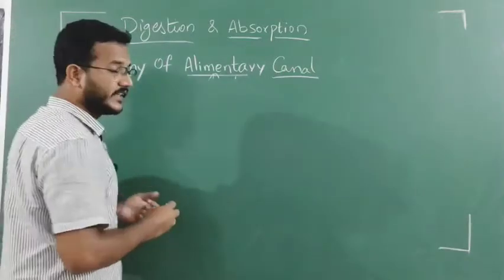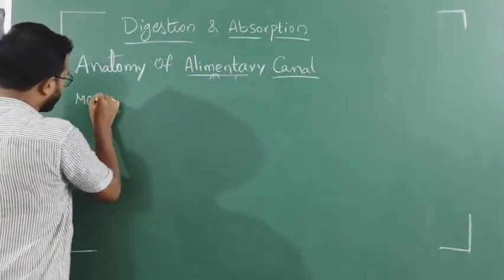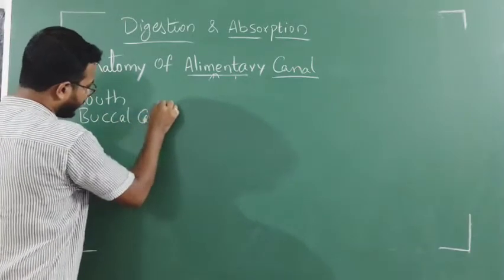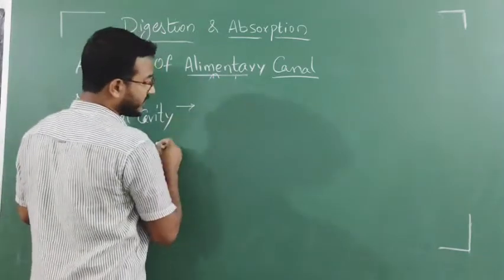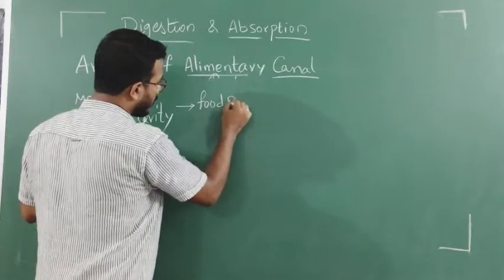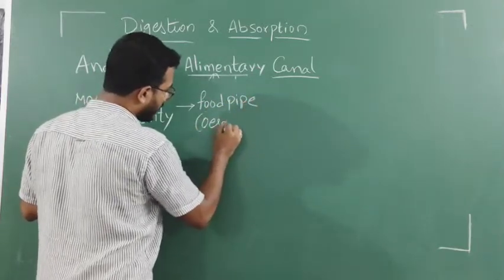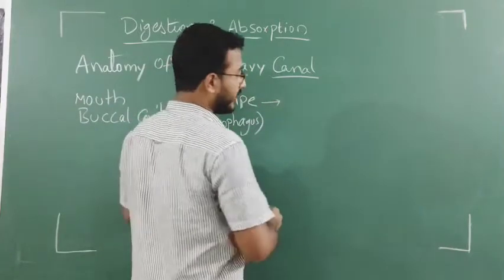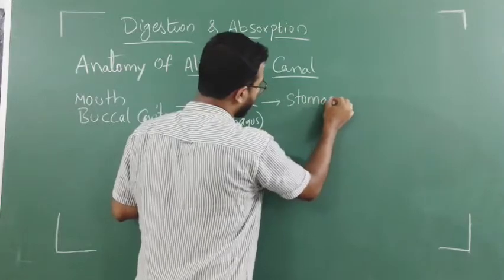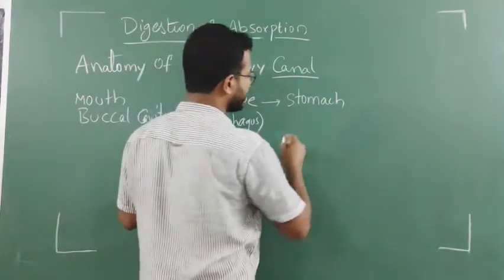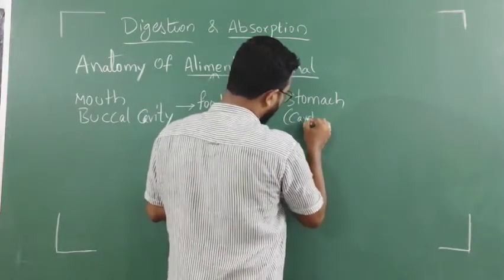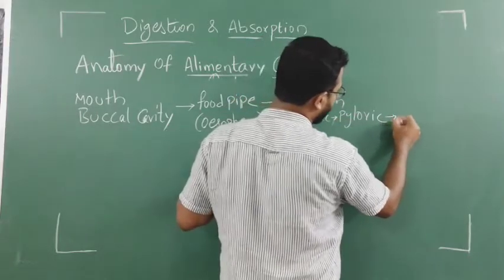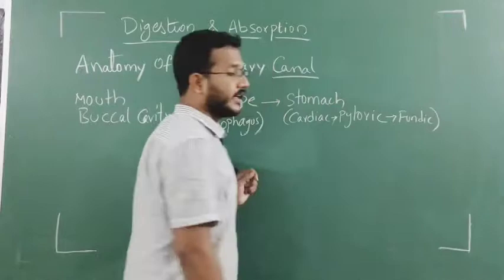So we will see the sequence of regions from mouth to anus. The alimentary canal starts from the mouth, which is known as the buccal cavity, and extends into the food pipe, that is the esophagus, and that extends into the stomach. The stomach has three regions: cardiac, pyloric, and fundic regions. All those regions are present in the stomach.